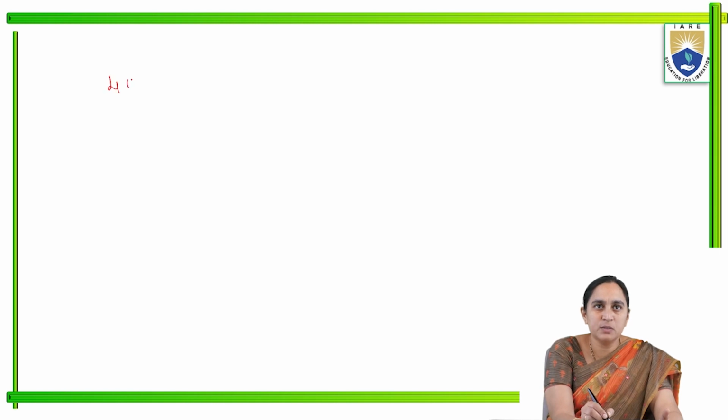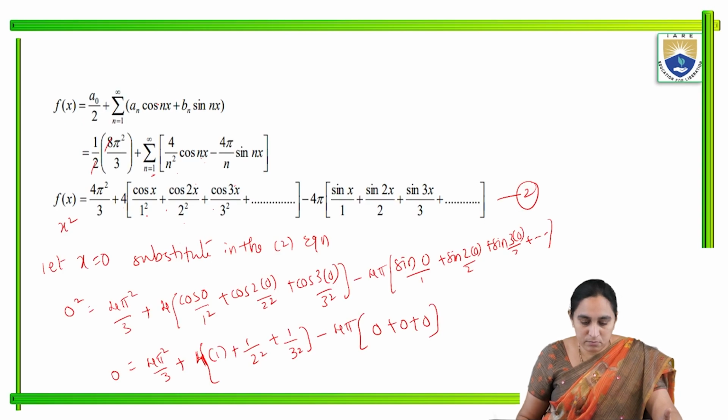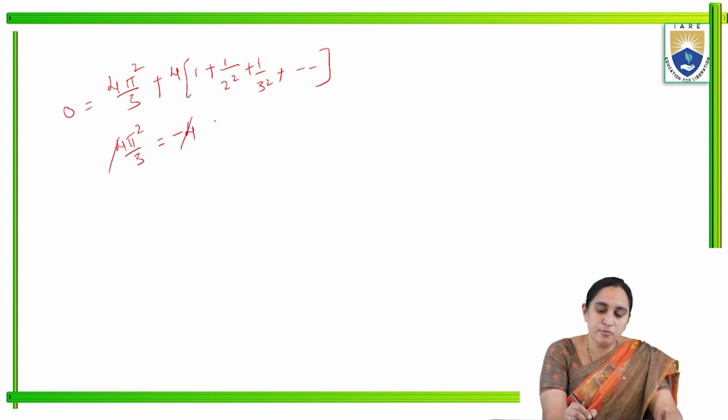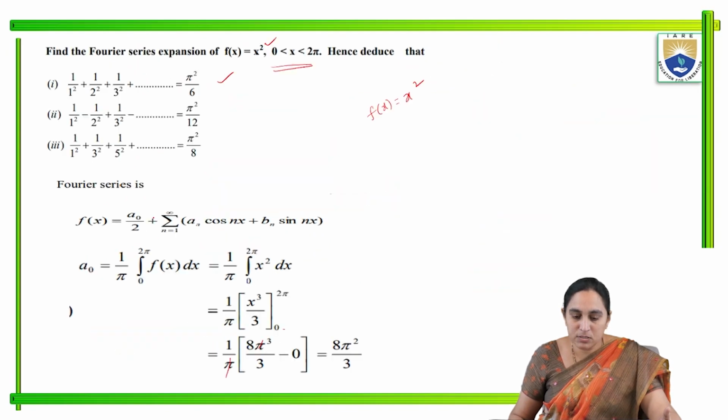From that series, 0 equal to 4 pi square by 3 plus 4 into 1 plus 1 by 2 square plus 1 by 3 square and so on. For that, 4 pi square by 3 is equal to minus 4. There the 4 cancels, that is 1 plus 1 by 1 square plus 1 by 2 square plus 1 by 3 square and so on. This is equal to how much? Pi square by 3. And observe the question, pi square by 6.